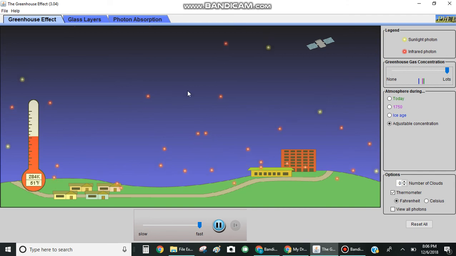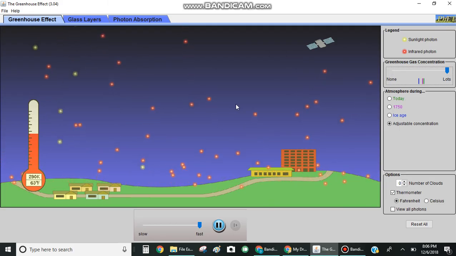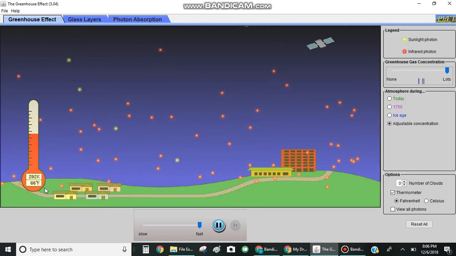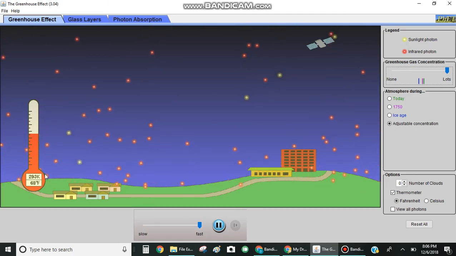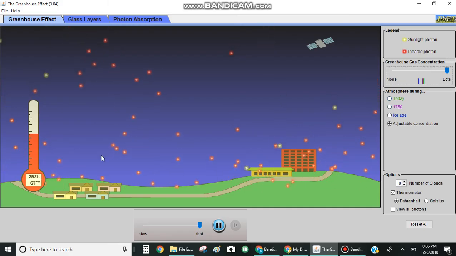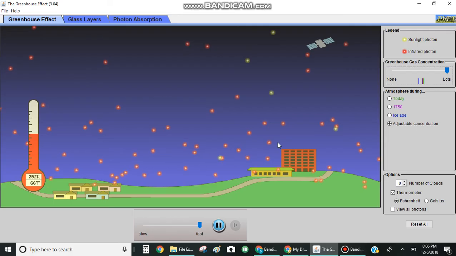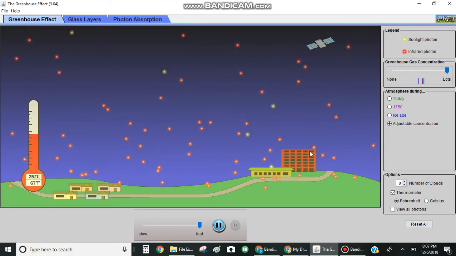You can see on my screen that it looks much smoggier outside, and that's due to the increased air pollution. The temperature is leveling out. So now for the condition lots, you're going to record the temperature, record what the yellow is doing, and record what the red is doing.